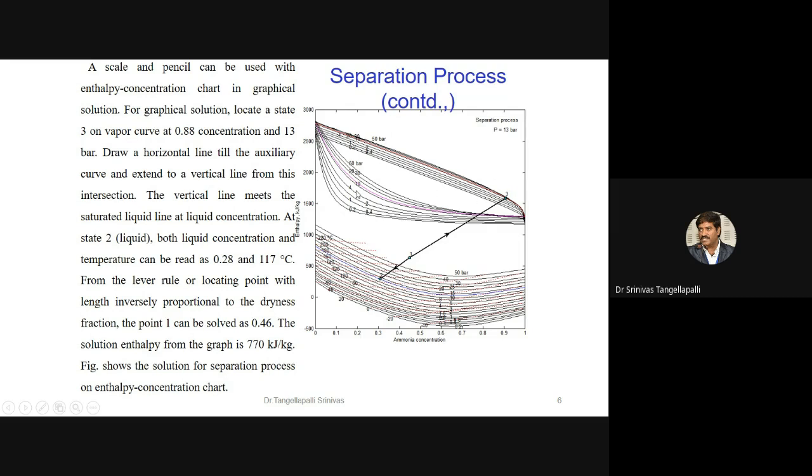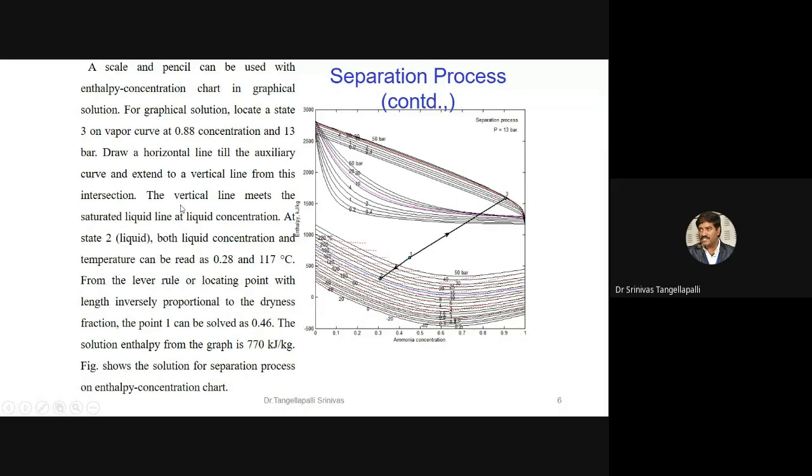Once you reach 13 bar, this is the 13 bar curve, you have to stop here and draw a vertical line from here onwards. Where you have to stop in the liquid, here also you can see the 13 bar curves. The pressure curve we are seeing here, at 13 bar you have to stop here. So you are able to draw a right angle triangle. This is a horizontal line and a vertical line, and a right angle triangle will come.